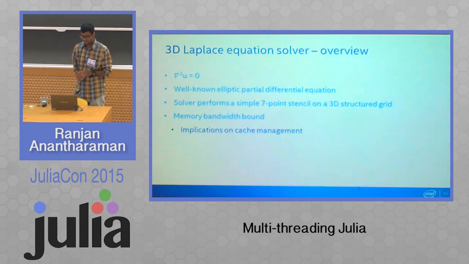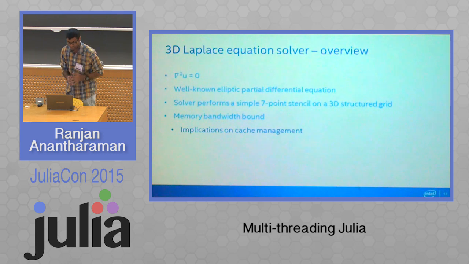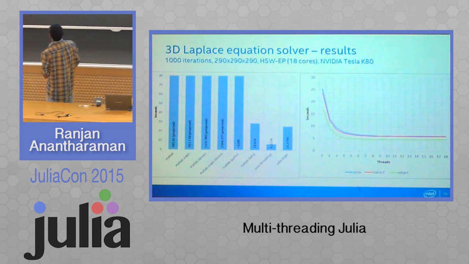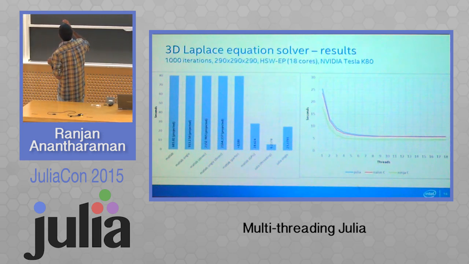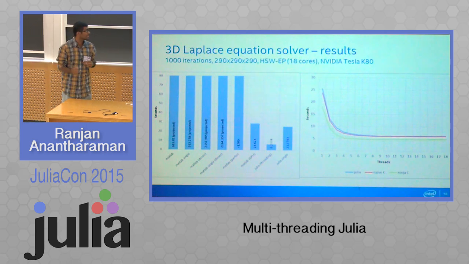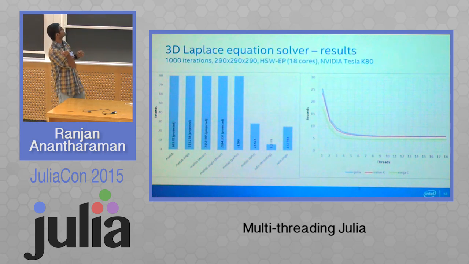First is our 3D Laplace equation solver, which solves delta squared u equals 0. It's a well-known PDE and performs a 7-point stencil. This becomes bandwidth bound upon reaching a certain number of threads, as we shall soon see. I was wondering if you can see this graph. The MATLAB code performs very badly. We compared MATLAB code, which you just fire up generally like that, along with MATLAB which runs on a single computational thread.